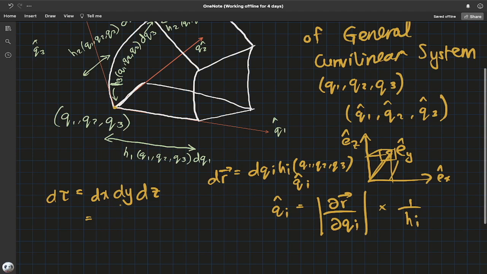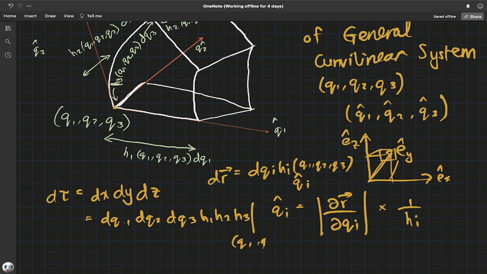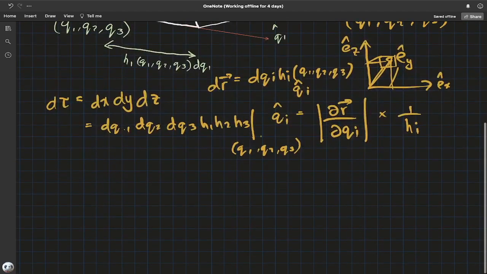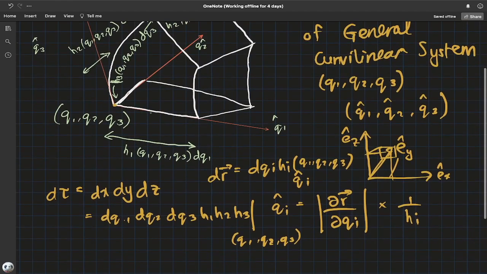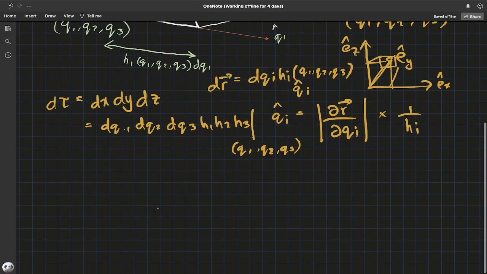So this volume element is just dq1 dq2 dq3 h1 h2 h3, where you evaluate all of these at q1, q2, q3, because according to this figure that was our original reference point. And if this is inside an integral, this reference point will change because it is a function of the variable of integration, so you're sort of covering each and every reference point. That's the way of thinking about this.